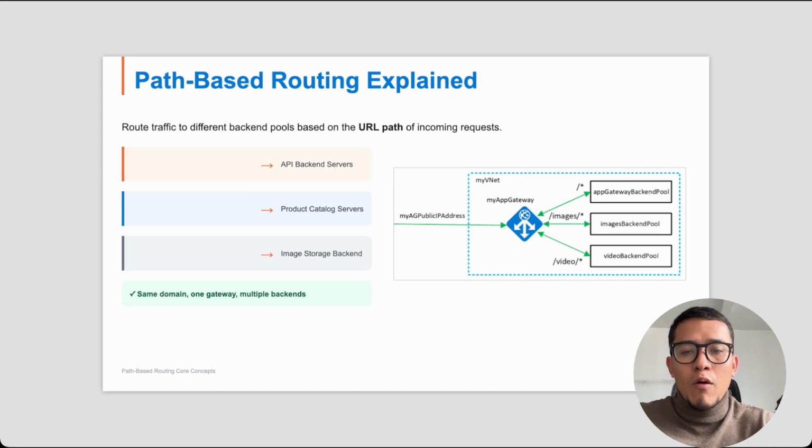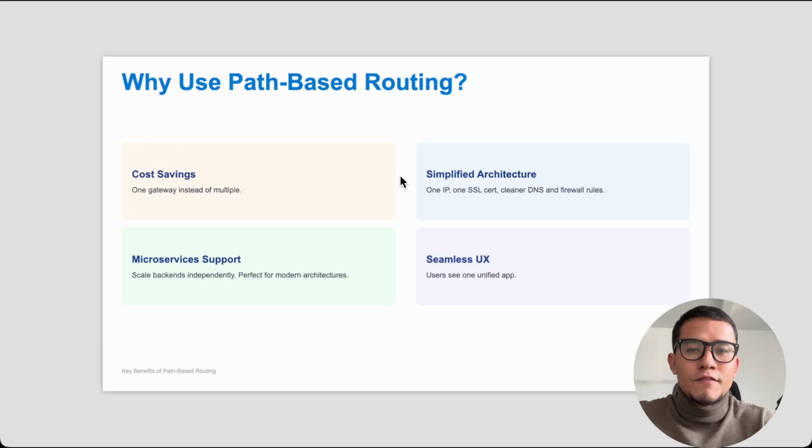This is especially powerful for microservices architectures where different teams manage different parts of your application. Now you might be thinking, why not use different domain names? So let's talk about the benefits of this approach. The first one is cost optimization, because instead of deploying separate application gateways for each service, you use only one gateway and route intelligently to the different backend pools.